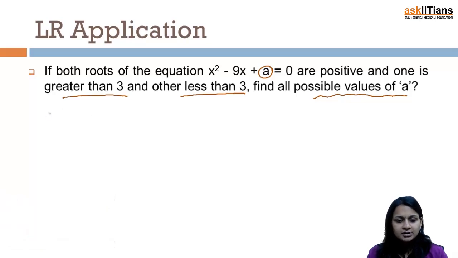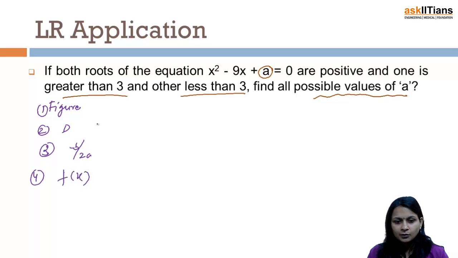So our first step was that we used to draw the rough figure. So we will draw the figure and then we will be talking about the discriminant D, then minus b upon 2a range, and finally f of k. What is k here? k is 3. So we will be talking about f of 3. Okay, so let's move to the drawing rough figure.